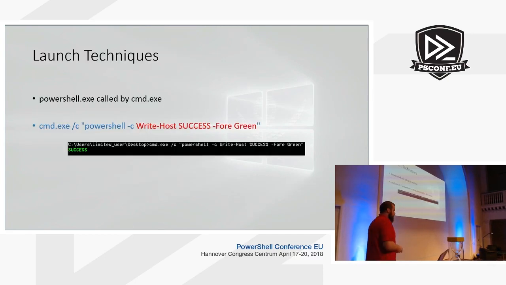So, launch techniques. What are some of the ways we see attackers launching PowerShell that first time to get a foothold on the system? In this case, our malicious command is just a simple Write-Host. Typically, we see attackers launch PowerShell with -command, -c, something like that, and then the actual PowerShell command. And usually it's to download some remote script.